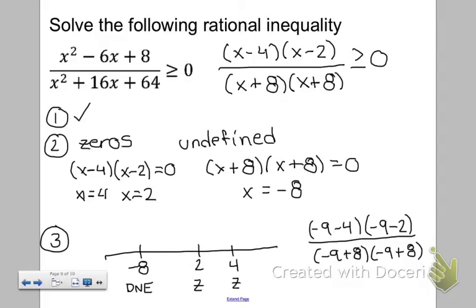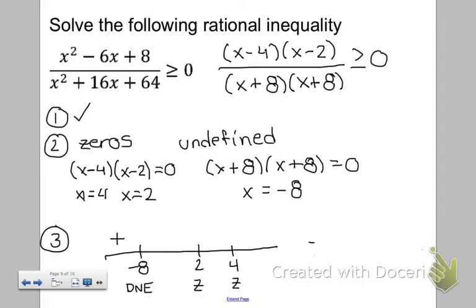Now, when I do that, I get a positive 143. Again, it really doesn't matter that it's 143. What matters to me is that it's positive. Okay. Now, let's plug in a value in the next interval.